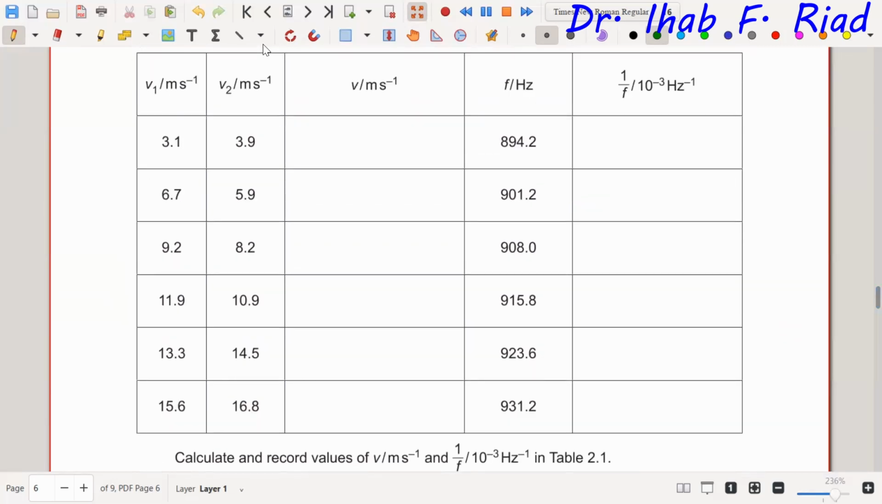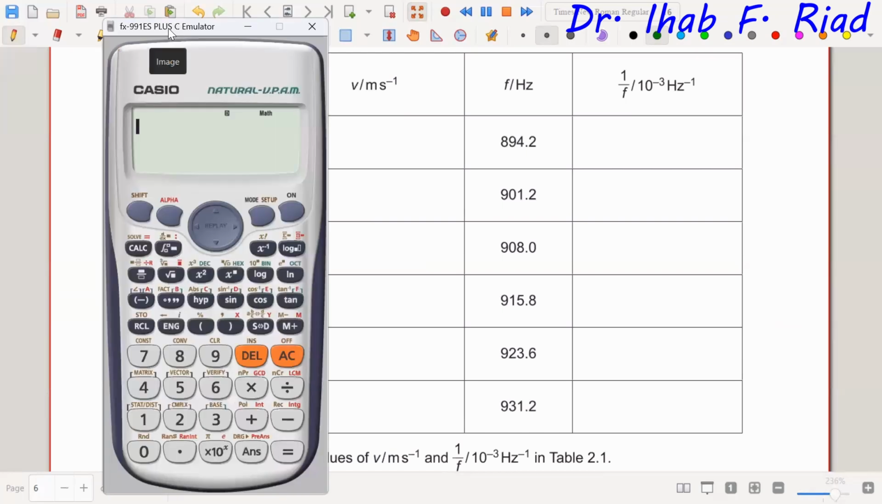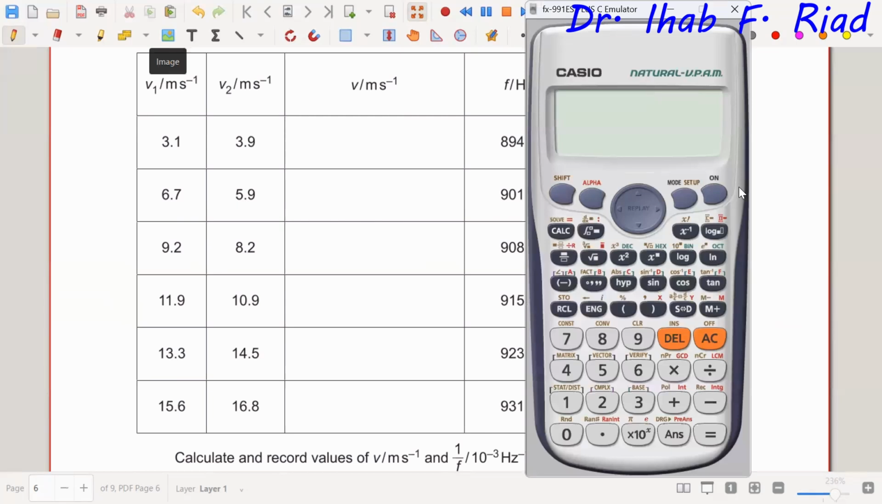So how are we going to calculate V? We will find the average. So it is 3.9 plus 3.1 divided by 2. It is 3.5. 3.1 plus 3.9, yes, 3.5.